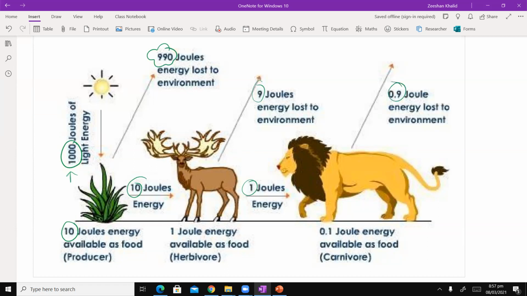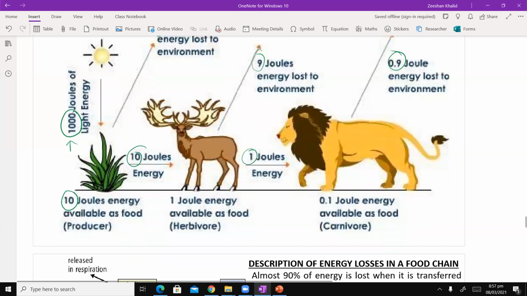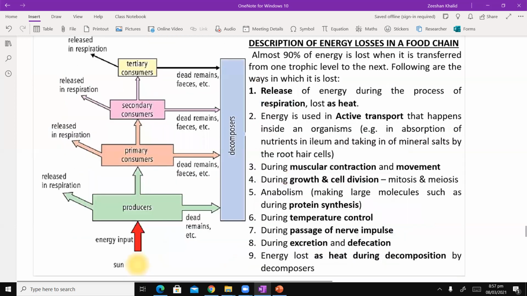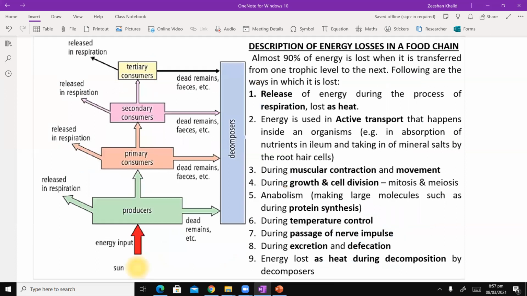And the same thing is true for this. So I'm trying to make a point. Almost 90% of energy is lost all along the food chain, and only 10% is transferred. So we need to understand, where does that energy go?